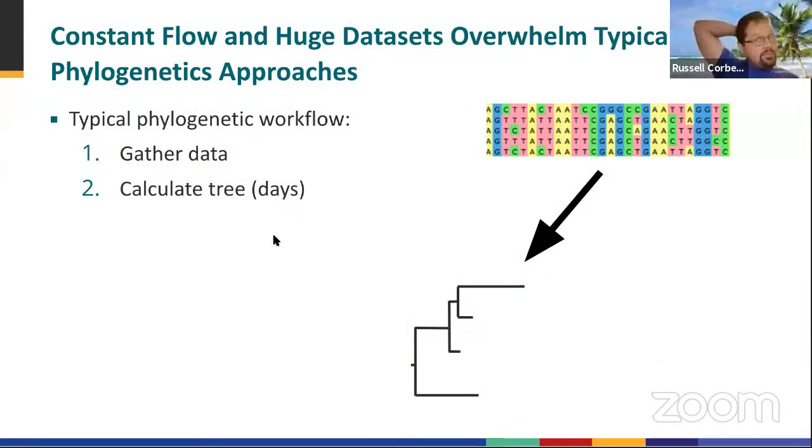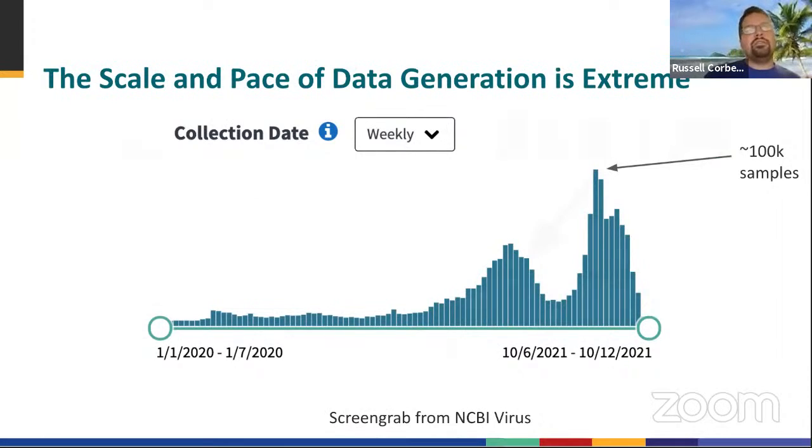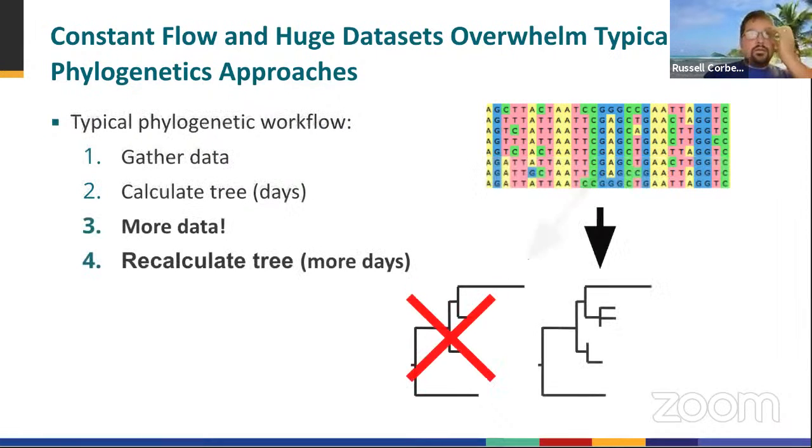In a typical phylogenetics workflow, and I'm going to explain what we're doing that's a little bit different from the typical way people do this, what you would do is gather the data and calculate the tree. But the problem is that if I want my tree to be comprehensive, and I think that's really important for certain questions in public health, as soon as I have finished calculating my tree, it's already out of date because more data has shown up.